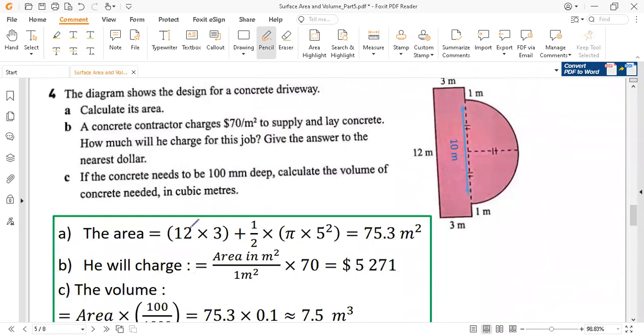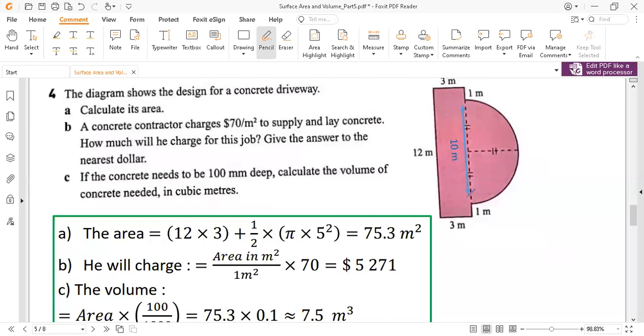So normally, moving on to the diagram, which shows the design for a concrete driveway. We have a concrete driveway, and they ask us to calculate its area. We have a composite shape. So when we have a composite shape, we need to cut it. We cut it to have two simpler shapes, a rectangular one.